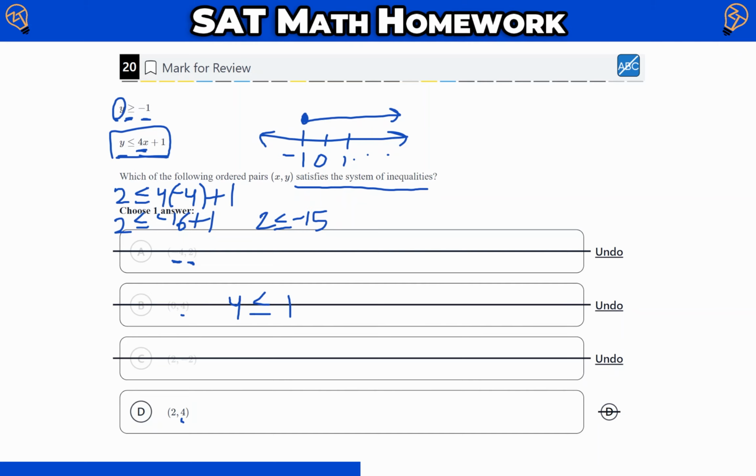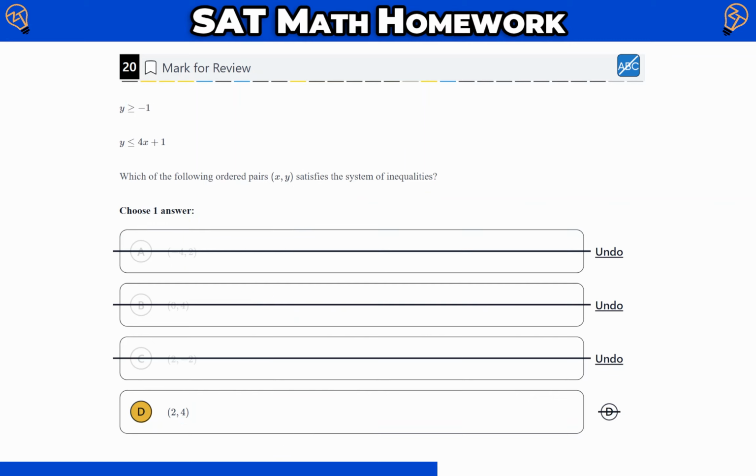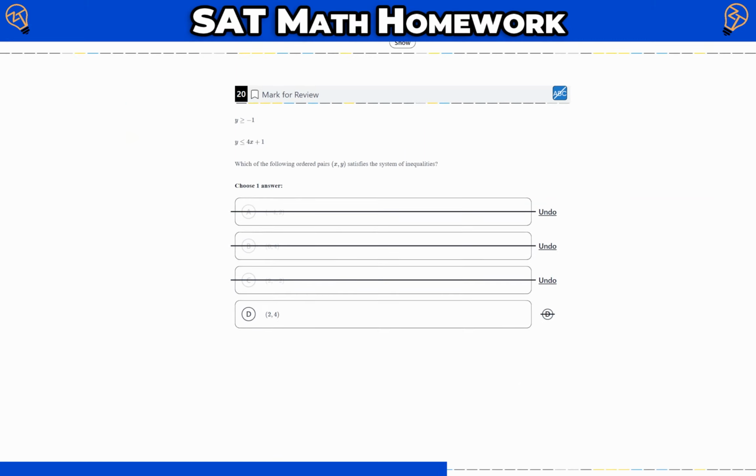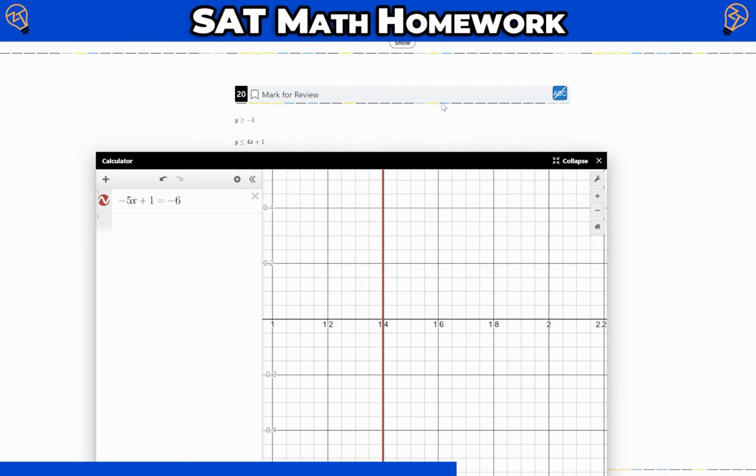And the answer should be D, but let's confirm that. We'll go ahead and put the y is less than or equal to 4 times 2 plus 1. So this is 8 plus 1, in other words, 9. And yes, 4 is less than or equal to 9. So we get the correct answer is D, but personally, I think Desmos is superior in this case because we could go and just type this in fairly quickly.